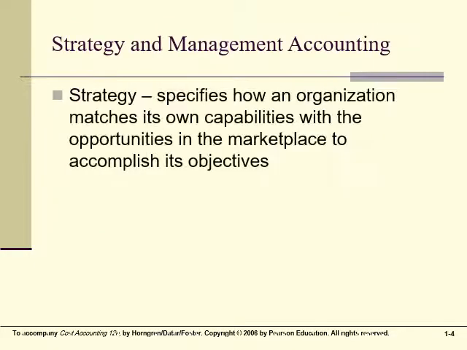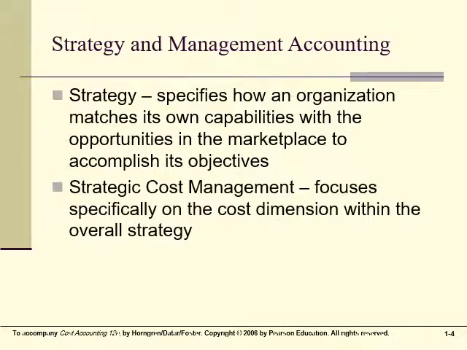The point of strategy and management accounting: this section is trying to make a link between strategy and management accounting. First of all, this point is defining the meaning of strategy. Strategy specifies how an organization matches its own capabilities with the opportunities in the marketplace to achieve its objectives and targets. Strategic management accounting focuses especially on the cost dimension within the overall strategy.